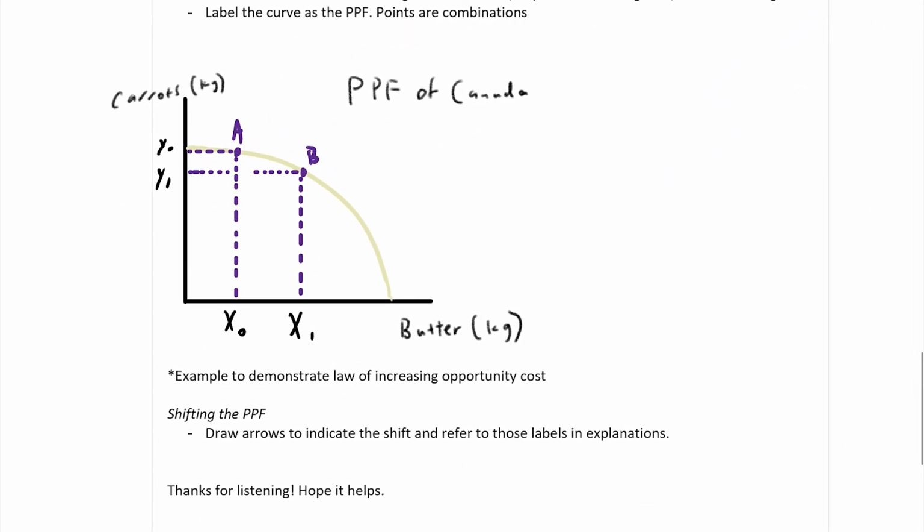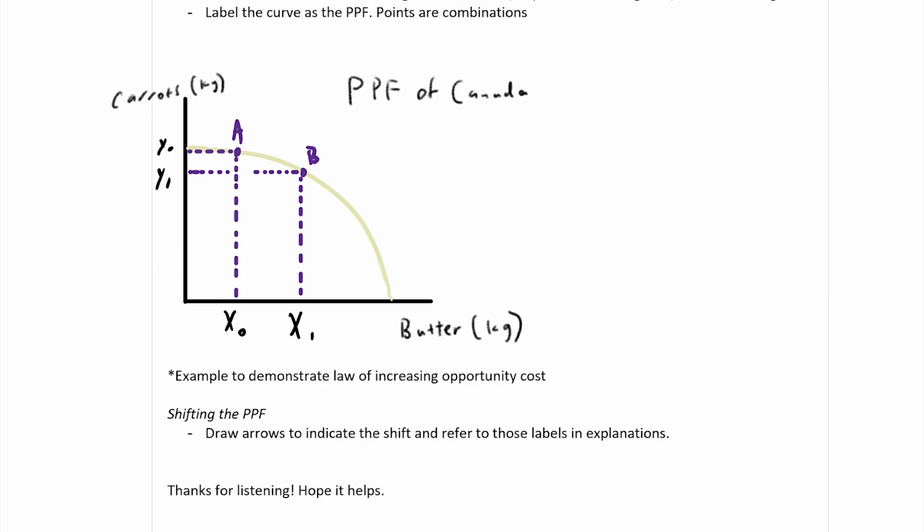So here's an example of carrots and butter. If you want to show the law of increasing opportunity cost here, the production possibilities frontier is the combination of all the possible combinations. These points should be spaced equally apart on the x-axis, and as you move up along the production possibilities frontier, the distance between the y values actually increases.